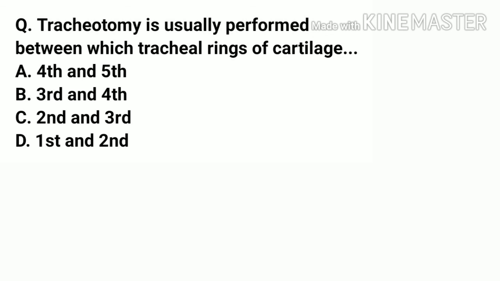Tracheostomy is usually performed between which tracheal rings? A. Fourth and fifth, B. Third and fourth, C. Second and third, D. First and second. And the right answer is C. Second and third.